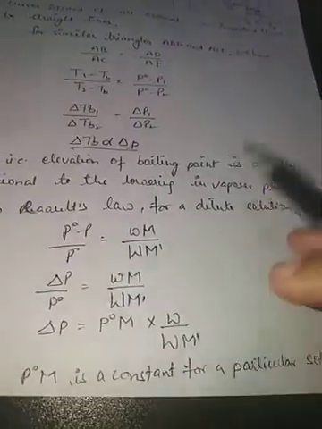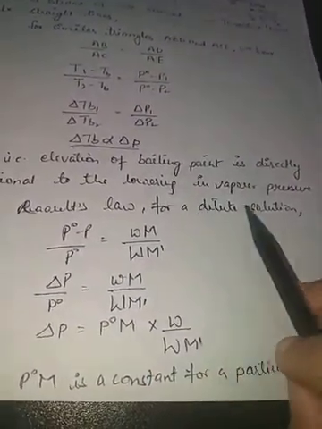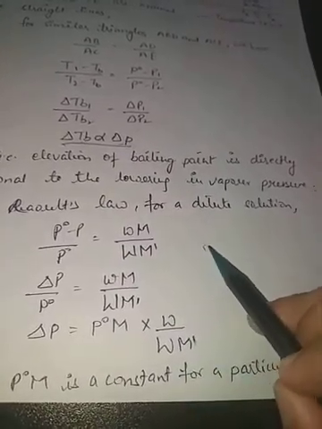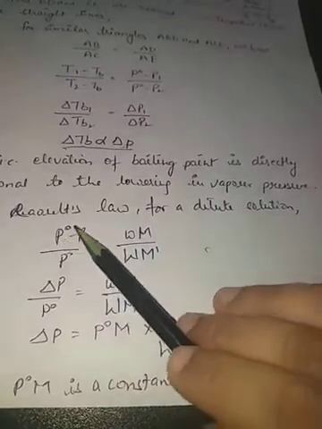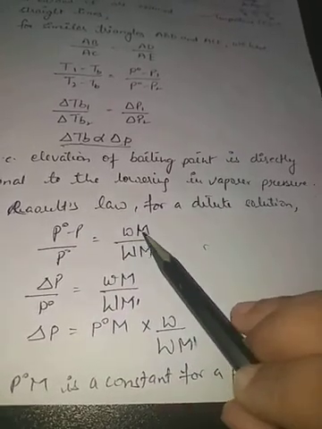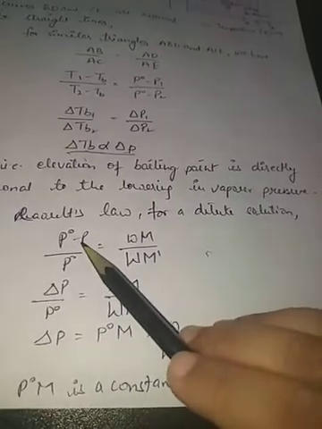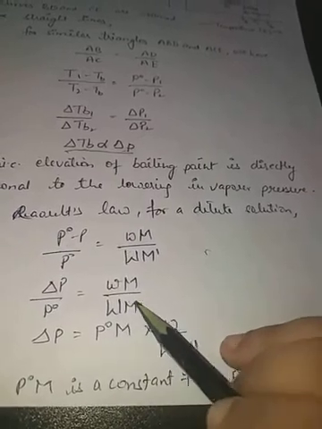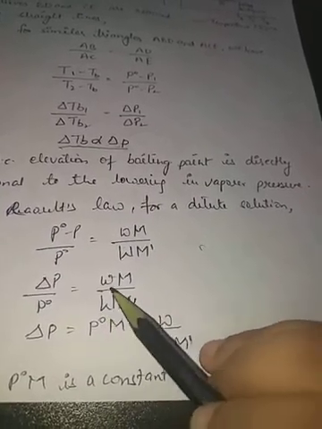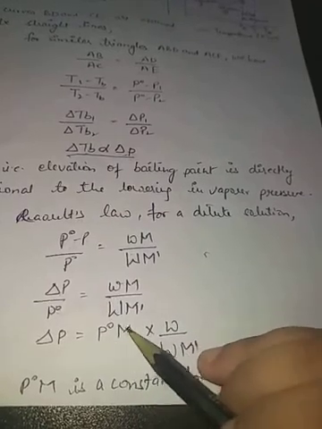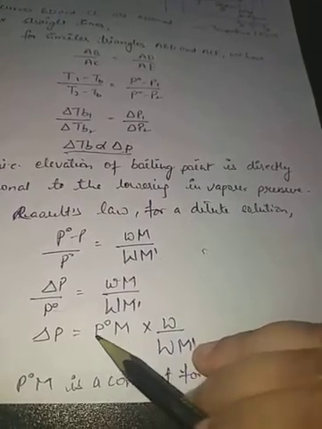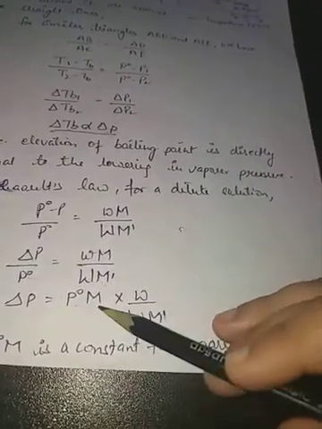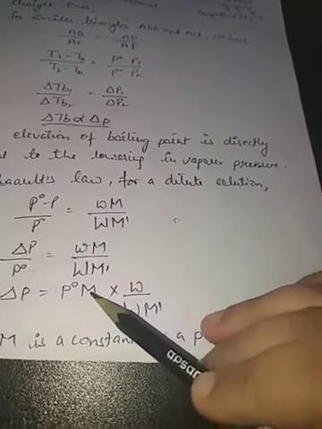Then we know that according to Raoult's law, for a dilute solution where we have ignored that small n in the denominator, P naught minus P upon P naught is equal to W m upon Wm dash. P naught minus P, that is delta P upon P naught, is equal to W m upon Wm dash. This P naught will go here. The P naught and m will be constant for a particular solvent, its vapor pressure and its mass will be constant for any particular solvent.